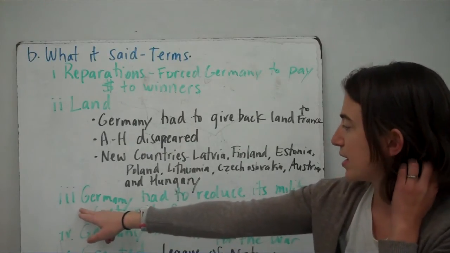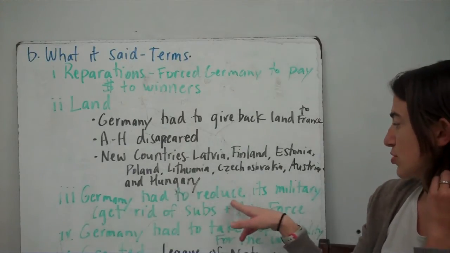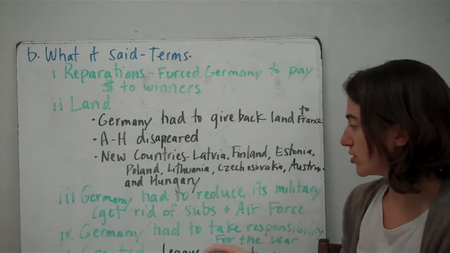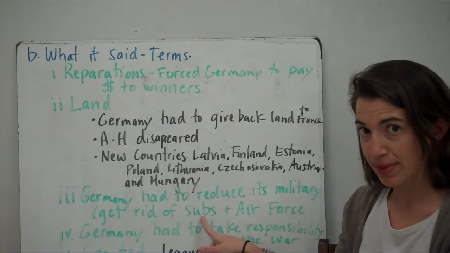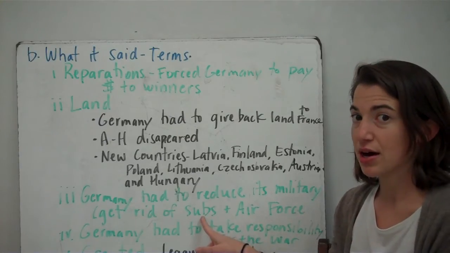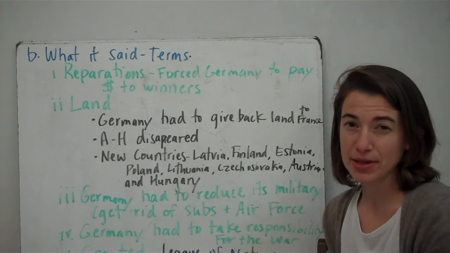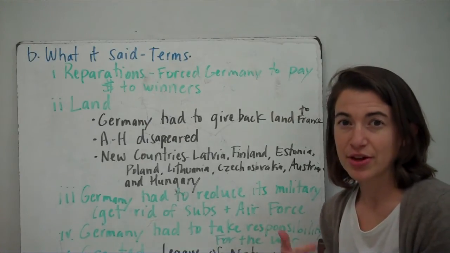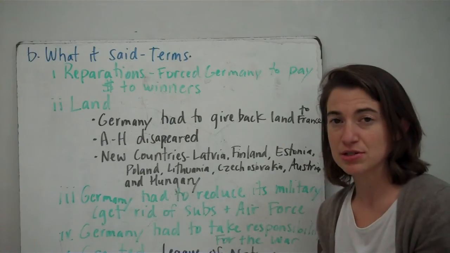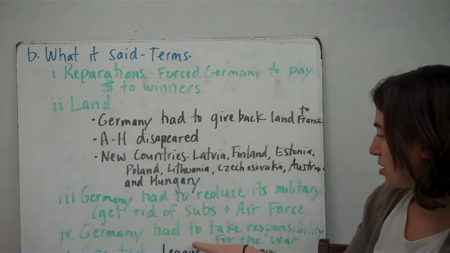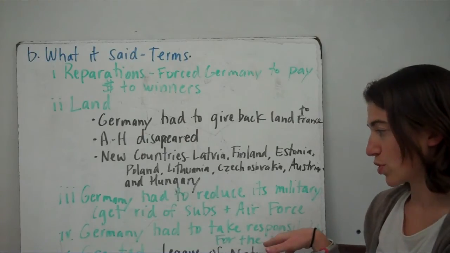It also had a tenet that Germany had to reduce its military. So that's the Army and the Navy. And they also had to get rid of their submarines. Remember, they were the ones who did most of the submarine warfare in World War I. And their Air Force. So they have a really small military. And with a really small military, the hope is that it addresses the militarism issue, they can't fight if they don't have the military.